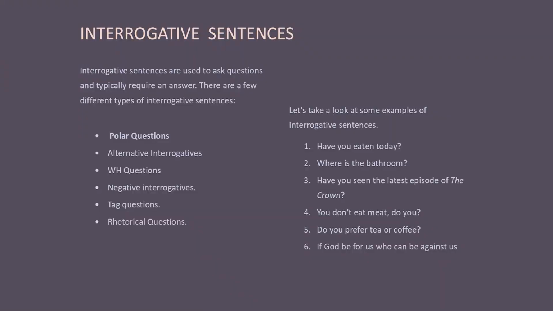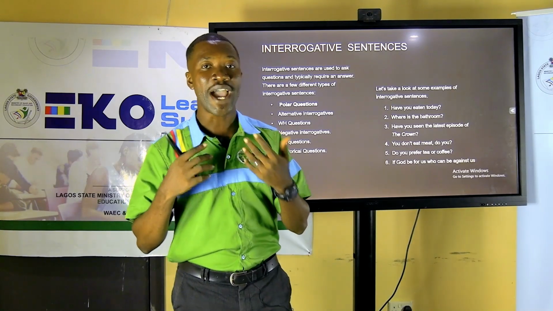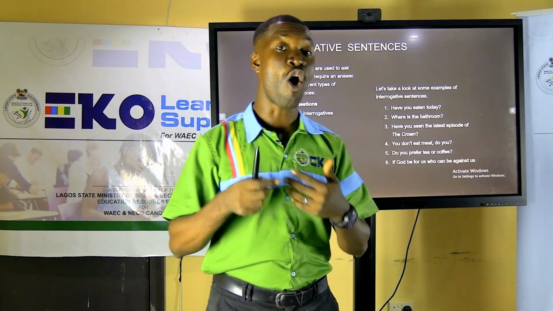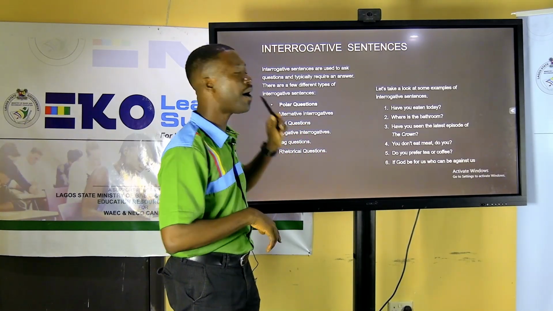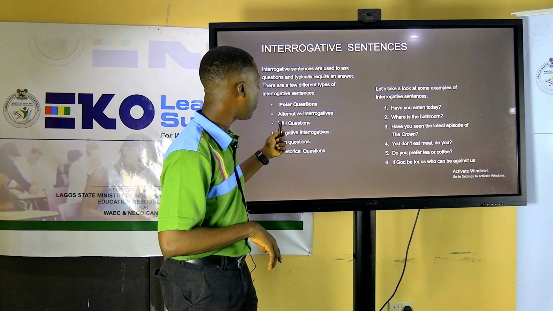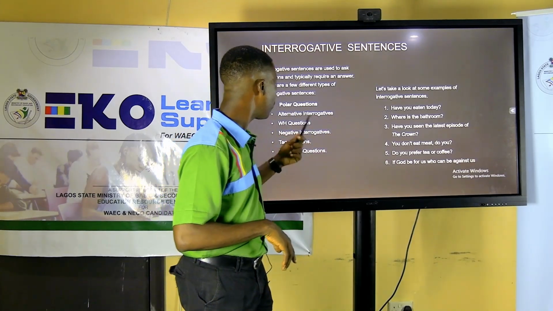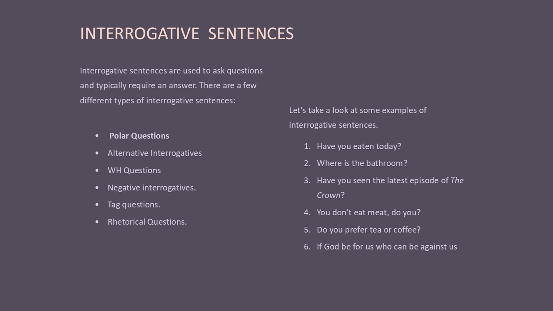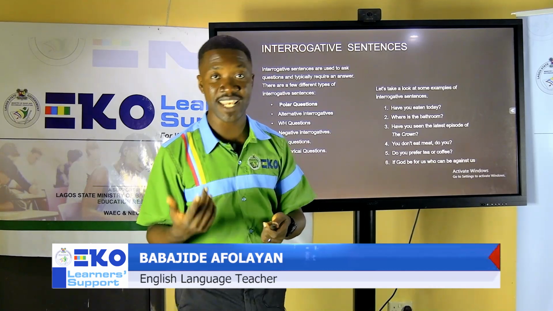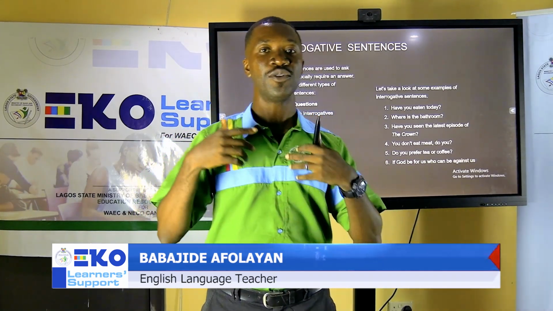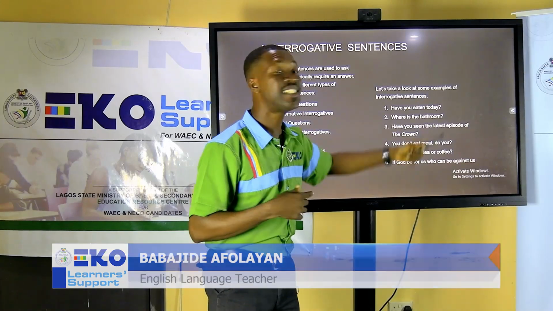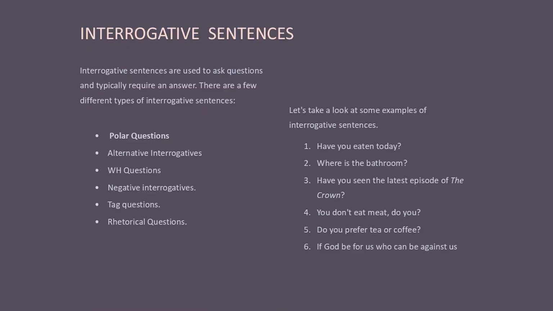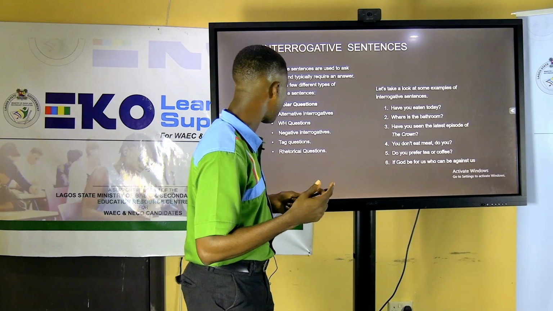The first type of question we have is the polar questions. These are questions that require you to answer either saying yes or no. They are also part of our interrogative sentences. We also have what we call alternative interrogatives. They are questions that you ask by using your auxiliaries. You can, for example, like you have here, have you eaten today? So, have you seen the latest episode of The Crown? So, some of these are the alternative interrogatives.